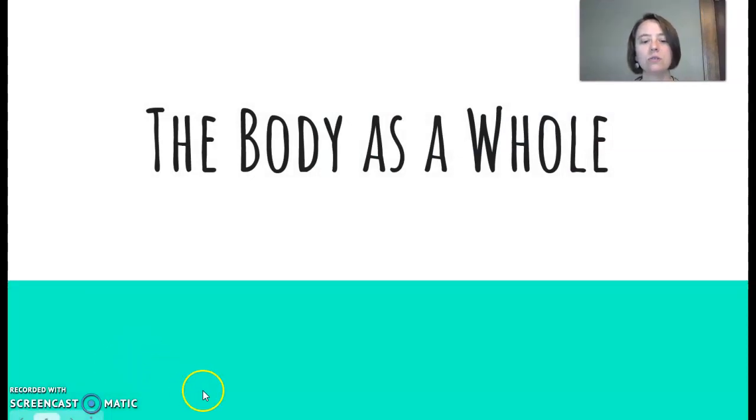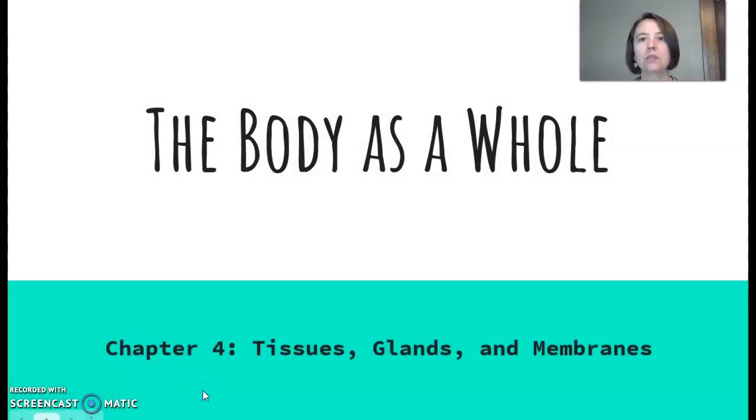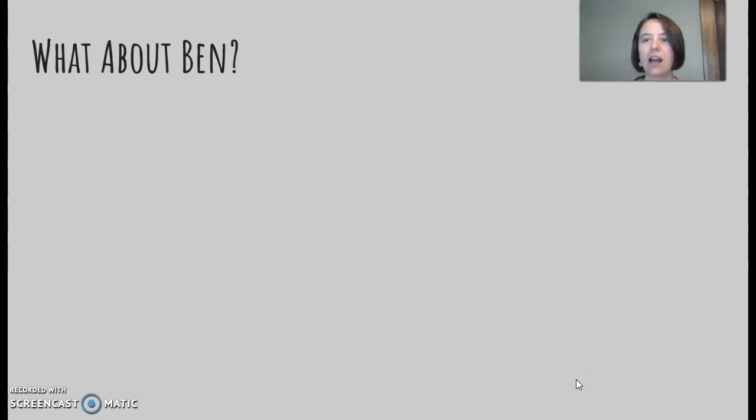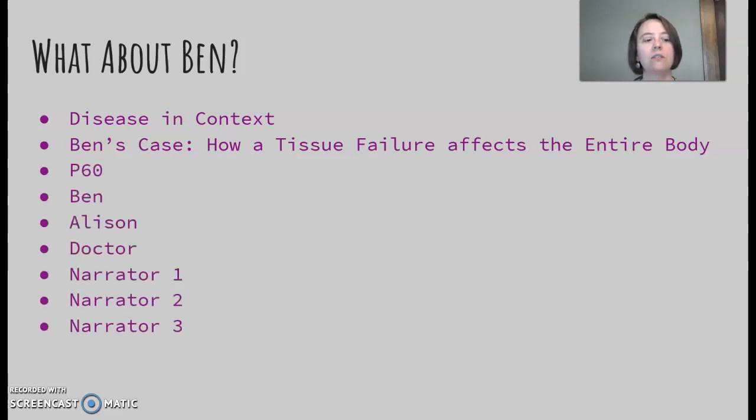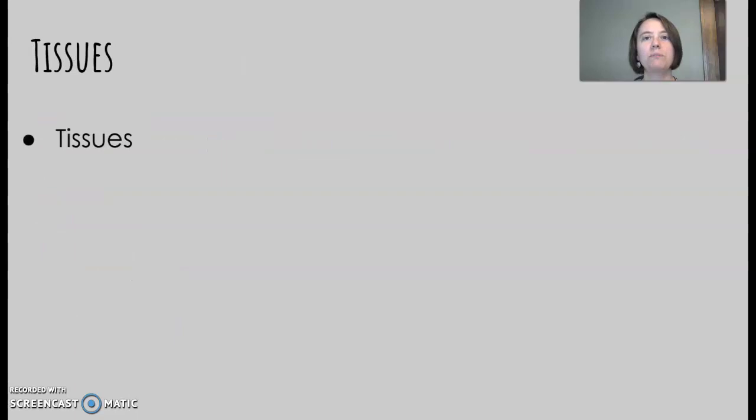And today, like I said, we're talking about Chapter 4, and we know that that includes tissues, glands, and membranes. So in class, we're going to read about Ben and how a tissue failure affects his whole body. And we're going to have quite a few people involved.